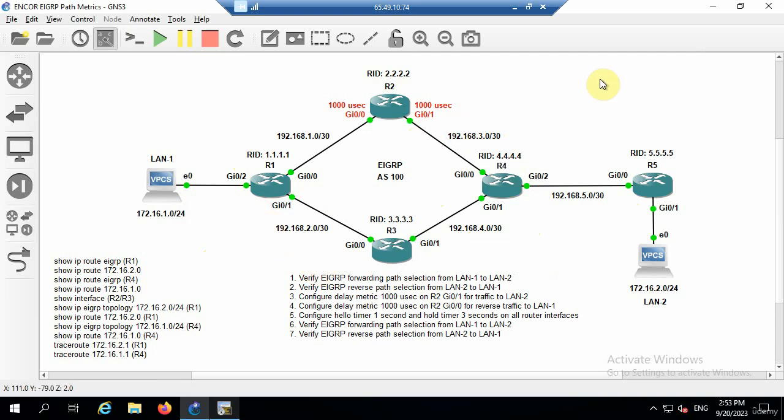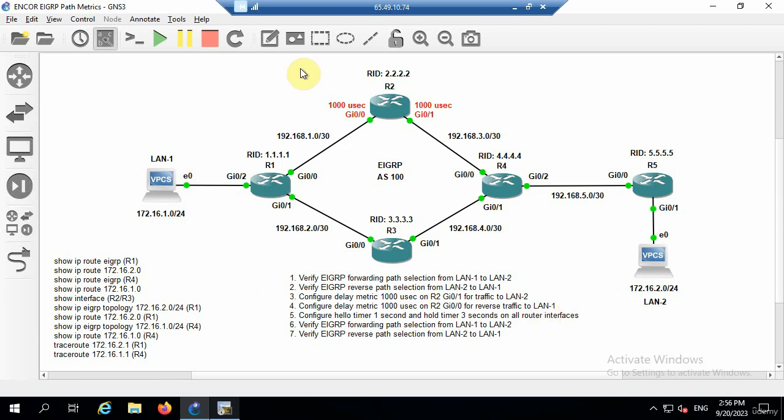What I'm going to do now is make it deterministic. I want you to take R1, R3, R4 for forwarding and reverse path. The other thing I'm going to do is configure a hello timer of 1 second and a hold timer of 3 seconds on all router interfaces to speed that up. Then I'm going to verify path selection between LAN 1 and LAN 2 and also in the reverse direction, and also do a traceroute.